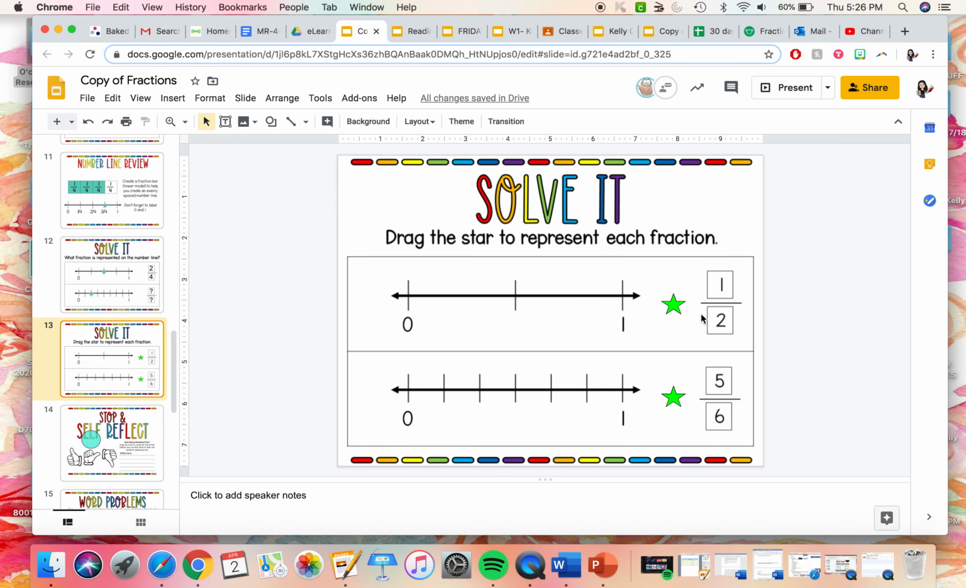For this next part, you are going to be responsible for telling me where is the half on this number line. Move the star and tell me, is the half here? Does this represent a half in a number line? Is the half here? Or is this where a half would be represented?